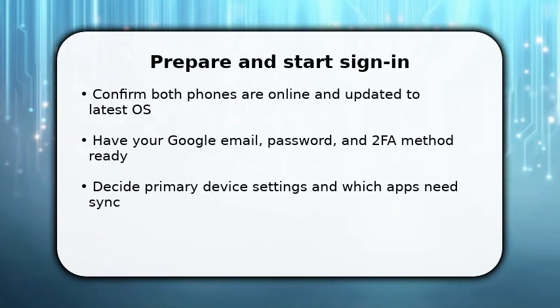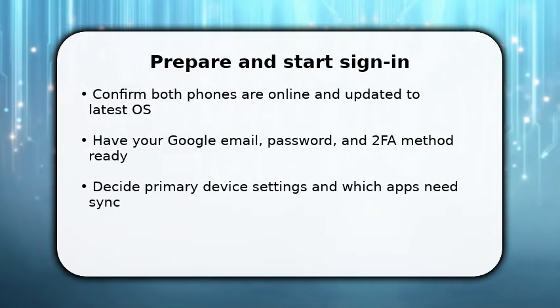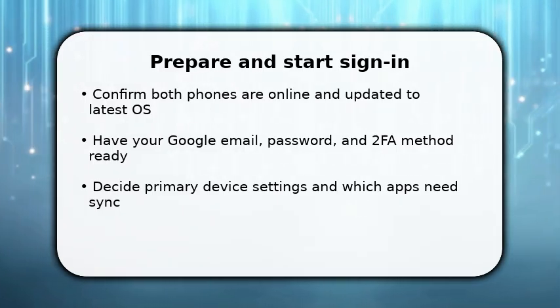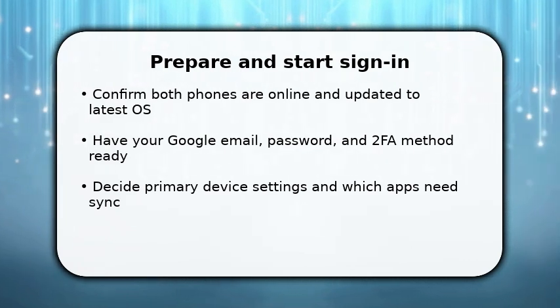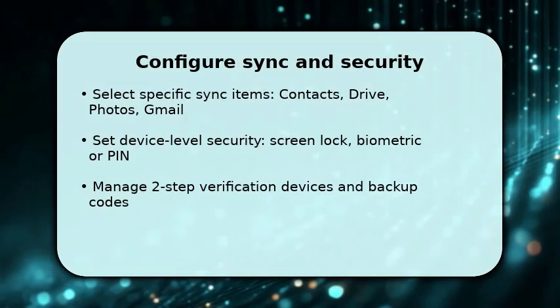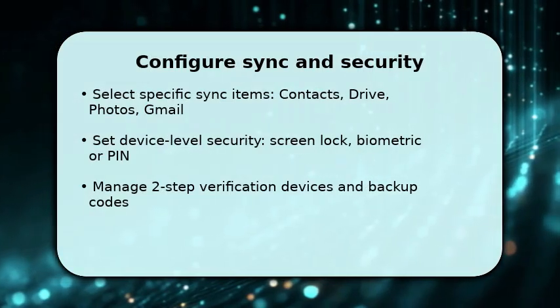On phone B, repeat Add Account and sign in with the same credentials. Make sure two-factor prompts go to the device you control so authentication completes smoothly. Once both phones recognize the account, you configure sync and security settings.